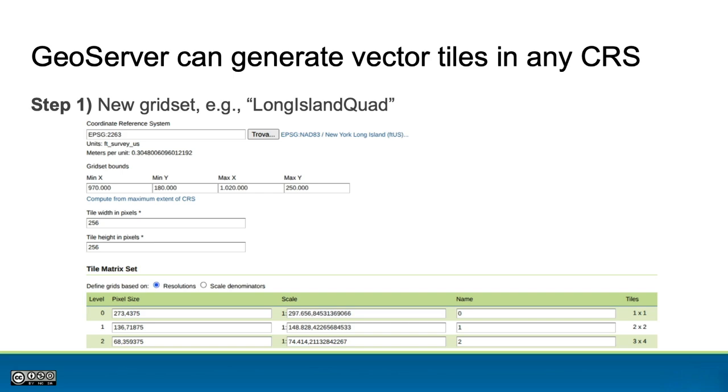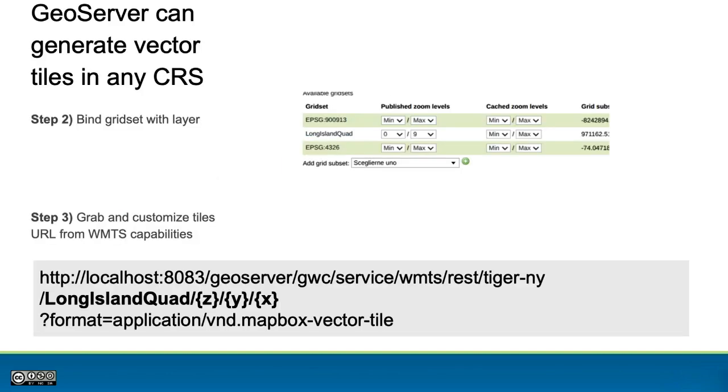So yeah, one thing that's interesting about GeoServer is rather than being limited to the Web Mercator output, you can actually generate vector tiles in any coordinate reference system. How do you go about doing that? You can see here they've selected a new output, Long Island Quad, and they've defined a couple grid levels. The next step is they're going to bind the grid set with a layer, so they're adding that to the tile server output. So you can see they've chosen Long Island Quad.